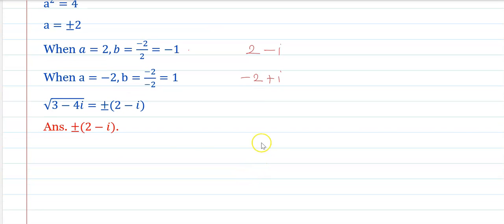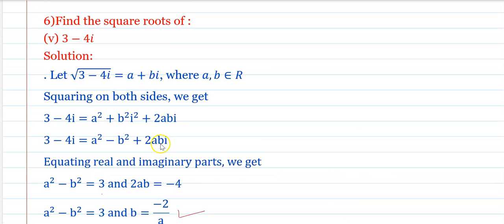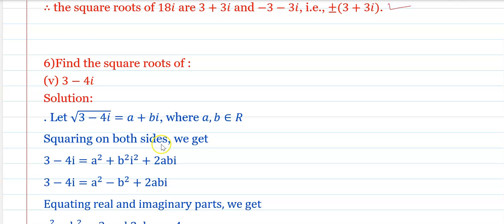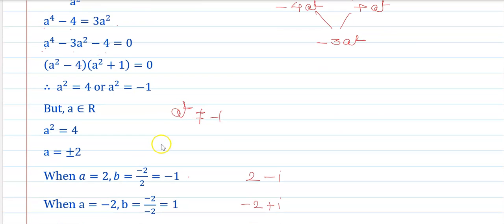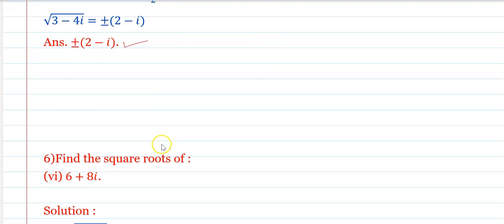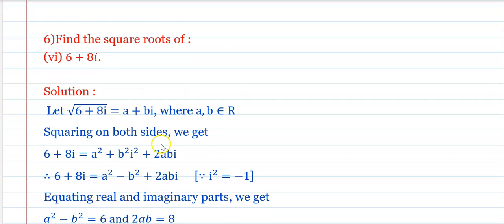Okay, and hence the square root of 3 minus 4i is equals to plus or minus (2 minus i), and hence this is the answer. Okay, again you can see here. These are the same type of problems. With more practice, you will be able to do it 100%.